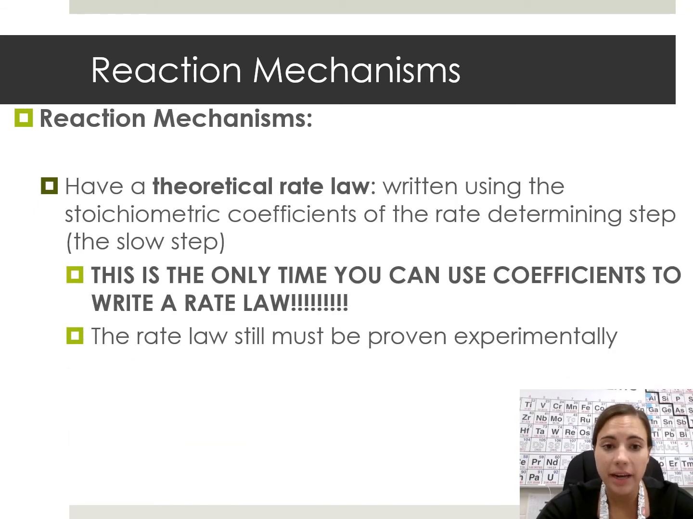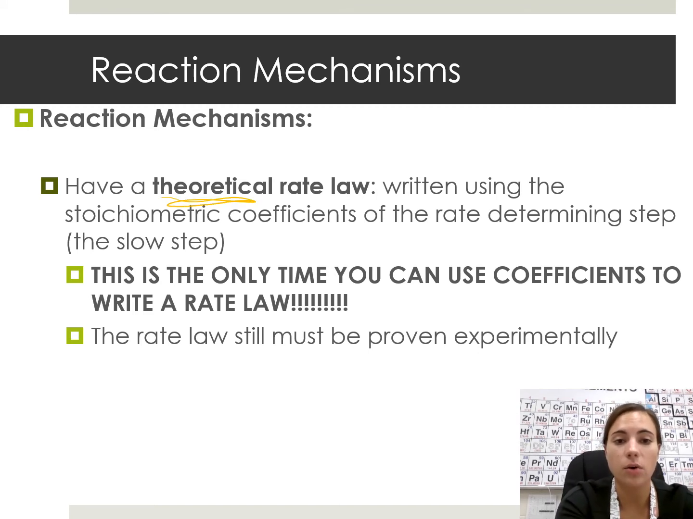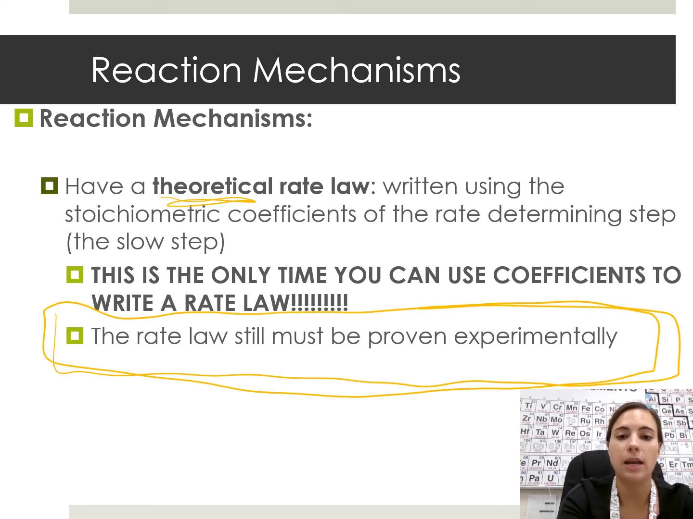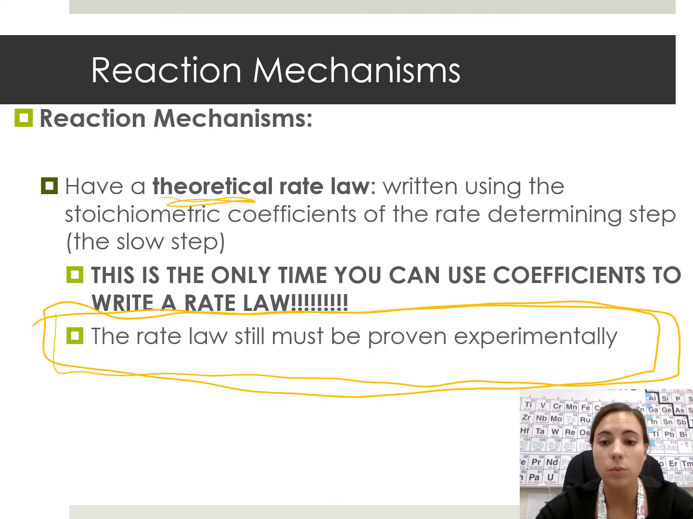Finally, reaction mechanisms have a theoretical rate law. So we can take a mechanism and write a rate law based on that mechanism, but that rate law is only theoretical. The true rate law has to be proven experimentally, just like I told you from the beginning. That's why this whole unit, when we've been determining orders and rate laws, we've been given data, because it has to be experimentally proven.